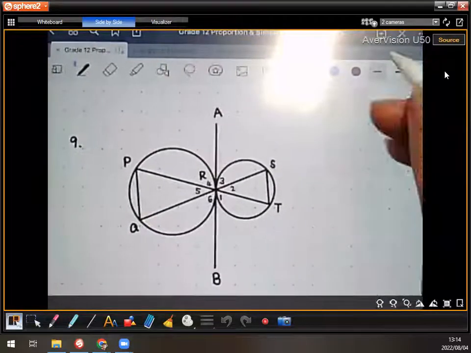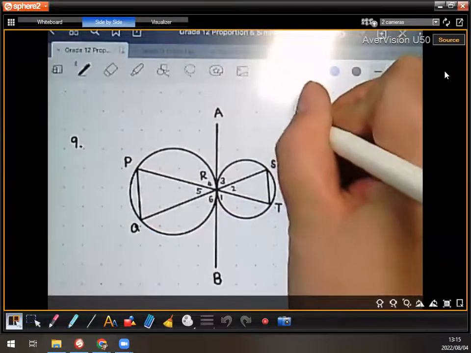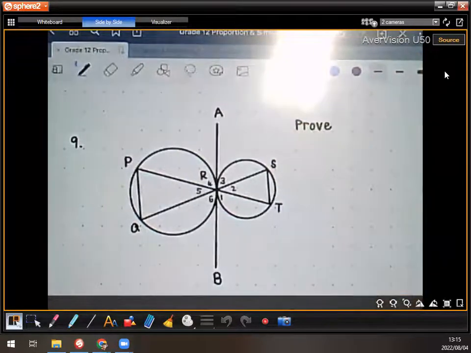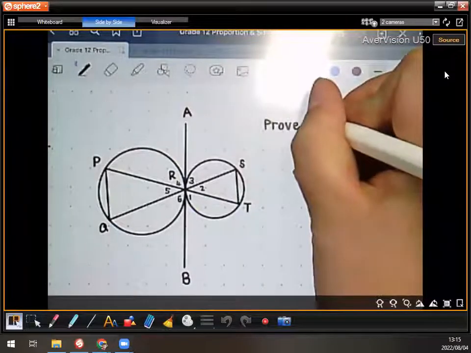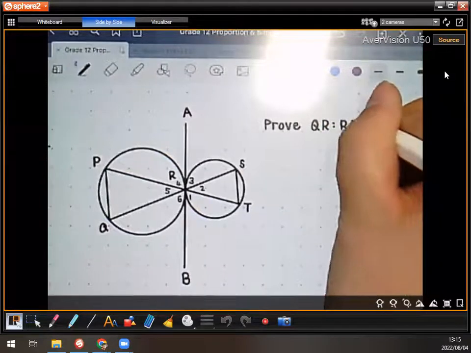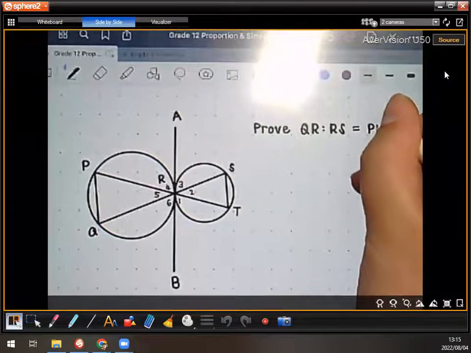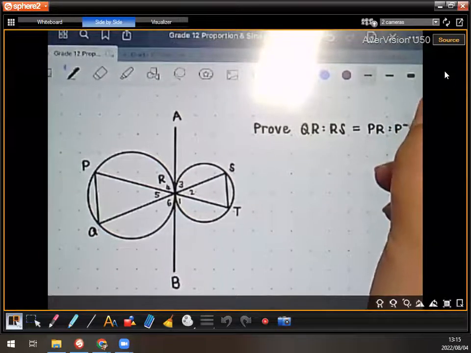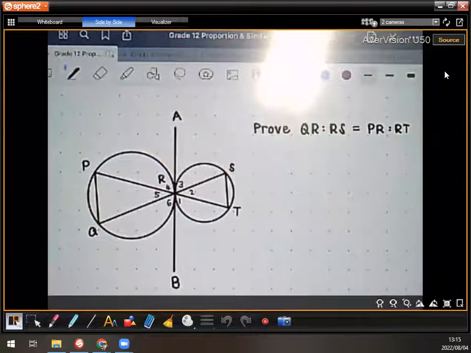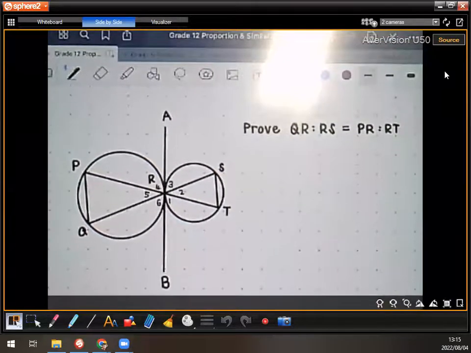So they are just saying we need to prove, I'll write it down, prove QR over PR equals QR over RT. So guys, this is like the second example that we did yesterday, where they didn't give you the triangles that you're supposed to work in. Again, this one is quite straightforward.